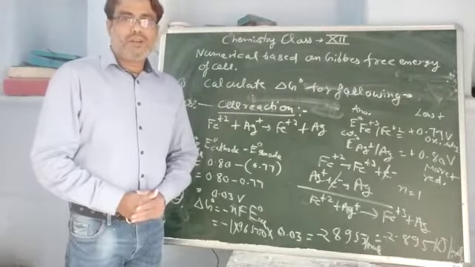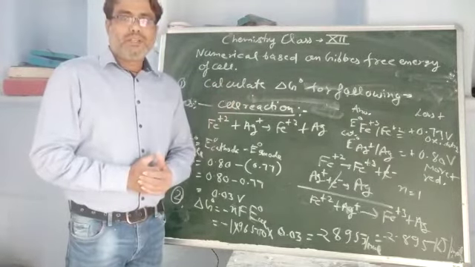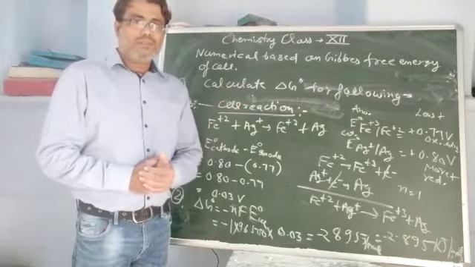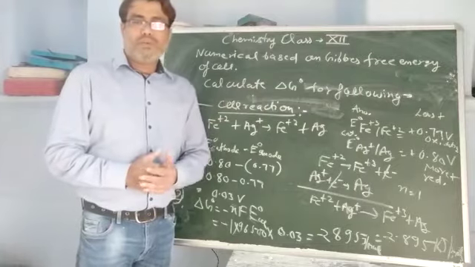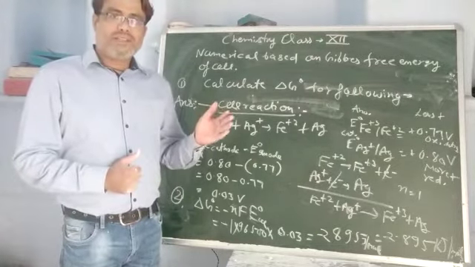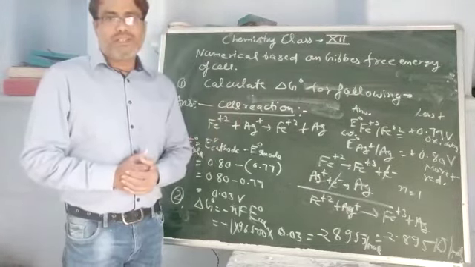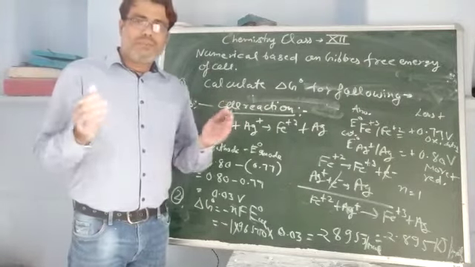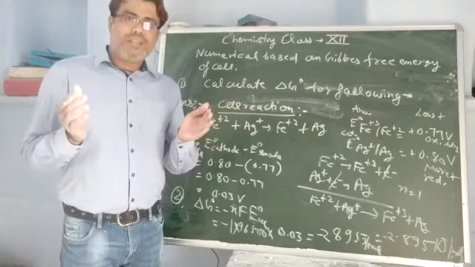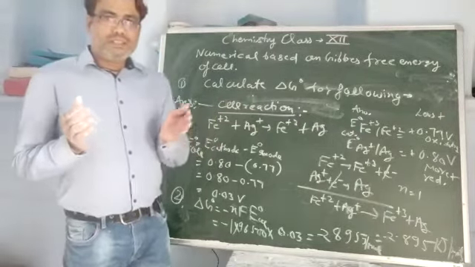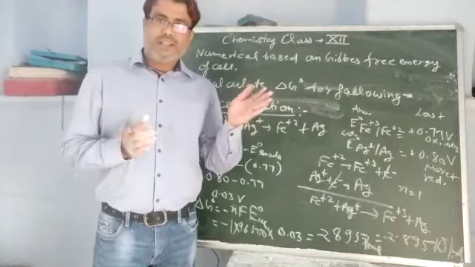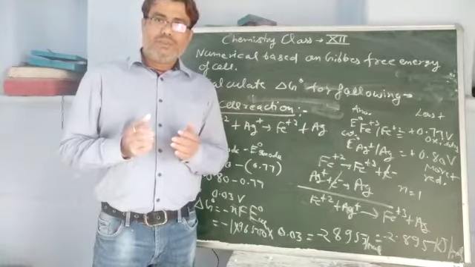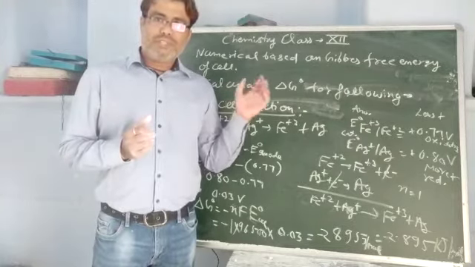Students, today we will solve a numerical based on Gibbs free energy of cell. In an electrochemical cell, the chemical energy of the cell is represented by Gibbs free energy, and that is converted into electrical energy. The relation between the change in Gibbs free energy and the E naught of cell is delta G naught is equal to minus nF E naught of cell. So we will solve one numerical based on this formula.